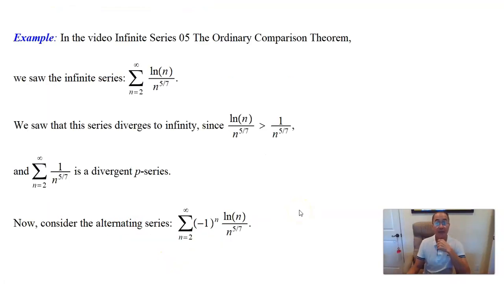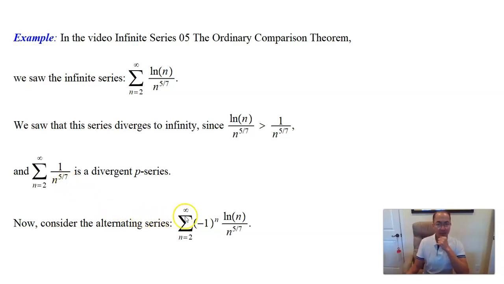All right, now let's go back to another infinite series that we've seen before when we talked about the ordinary comparison test. We have the infinite series summation n from 2 to infinity of ln of n over n to the 5 over 7. ln of n is bigger than 1, so ln of n over n to the 5 over 7 is bigger than 1 over n to the 5 over 7. And we know from the integral test that this series made of 1 over n to the 5 over 7 is divergent. It's a p-series. P is 5/7, which is less than the magic number of 1.